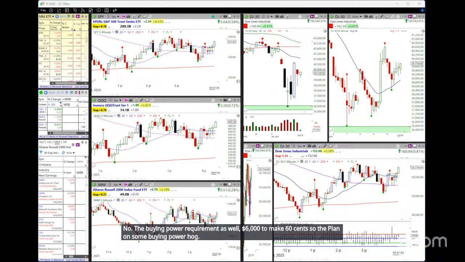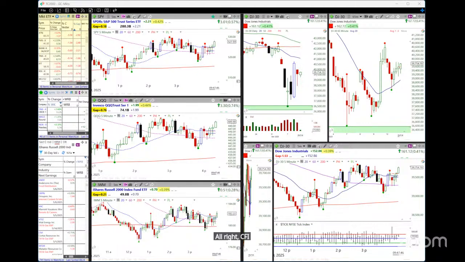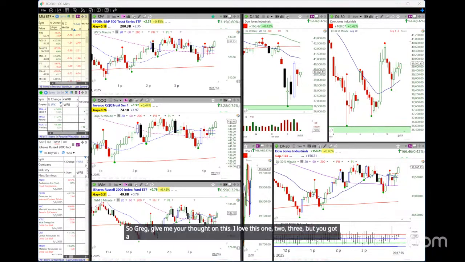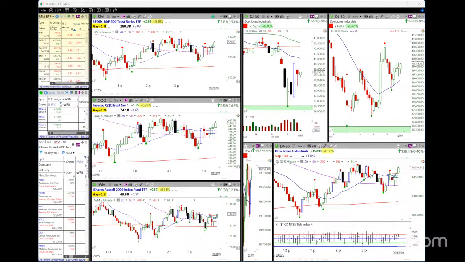All right, TFII alarm. So Greg, give me your thought on this. I love this 1, 2, 3, but you've got a wall of resistance here. Do you think it's still good to go under the rationale that it'll go through that because of the reversal? Trend is still down. It might. I wouldn't expect it to do anything immediately, but you could buy half and see what happens.